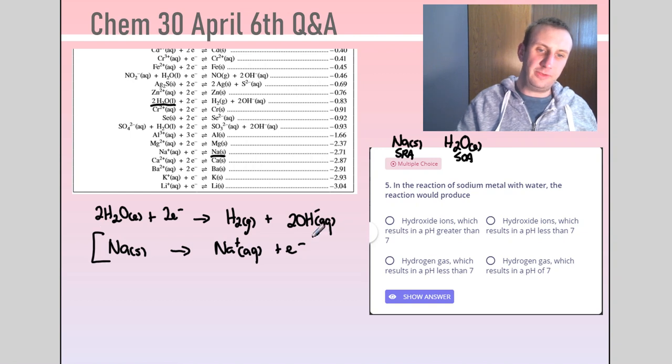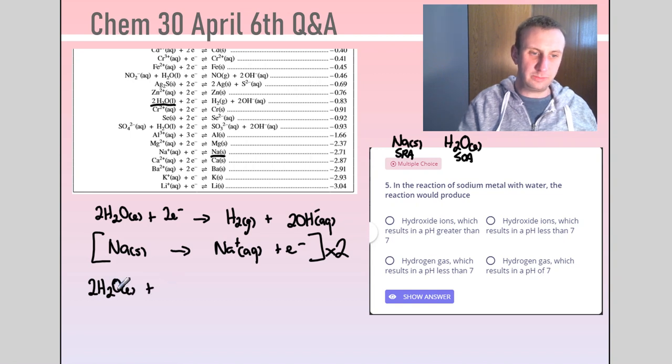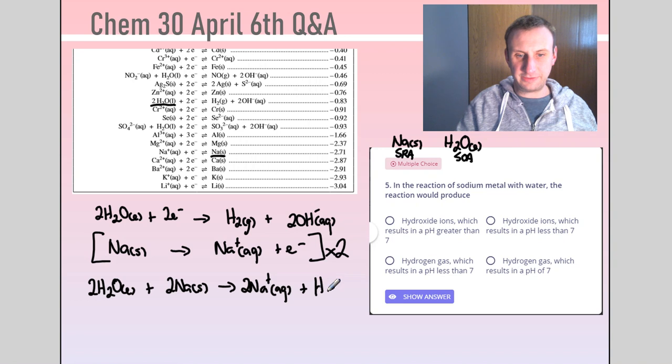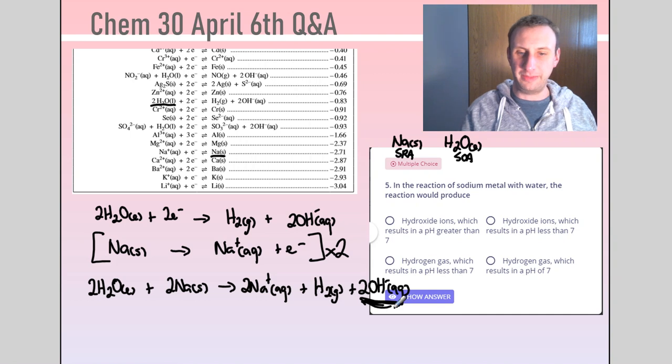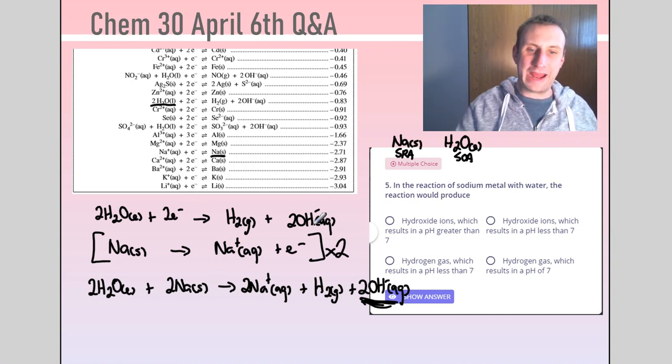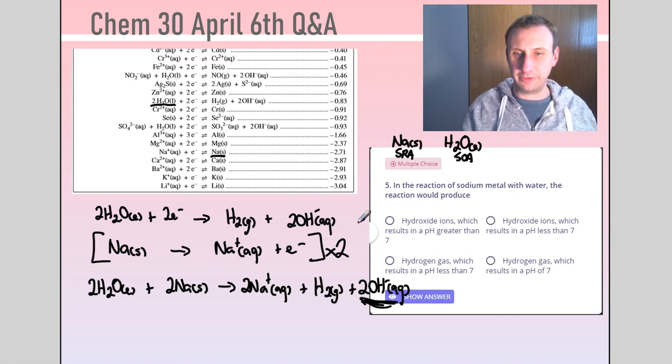Okay, so I need to multiply this one by 2 in order to combine these. So I end up with 2 H2O liquid plus 2 Na solid makes 2 Na positive aqueous, an H2 gas, and 2 hydroxides. So the thing we care about is the fact that we actually made 2 hydroxides from this reaction, right? We could have actually not even combined this to a net. We could have just looked at this and realized, hey, I'm making 2 hydroxides.